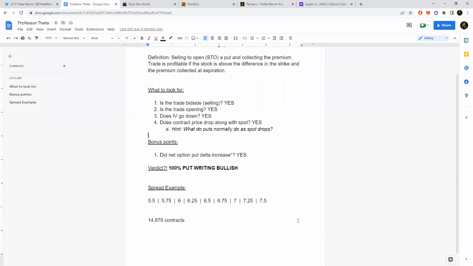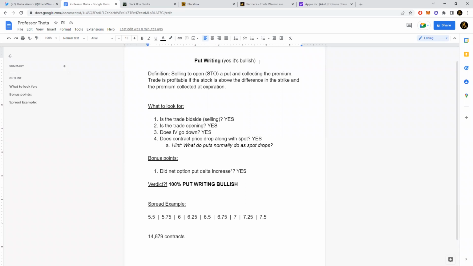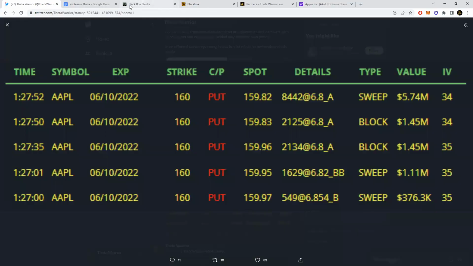So I hope this was helpful. I hope this put the mystery to rest. Is put writing bullish? Yes, it is. And how to look for it? This is your checklist. This is your sweet spot. Great example here of the flow.